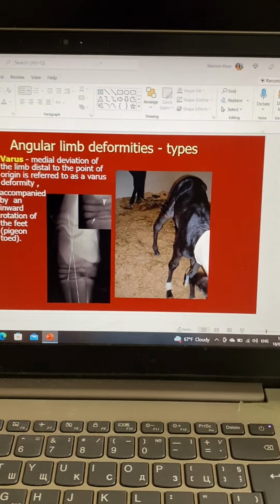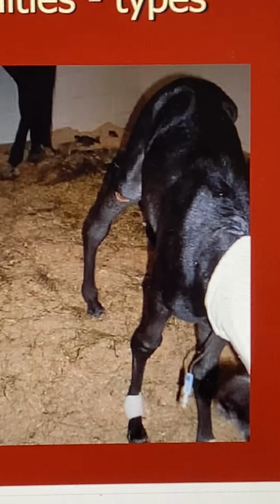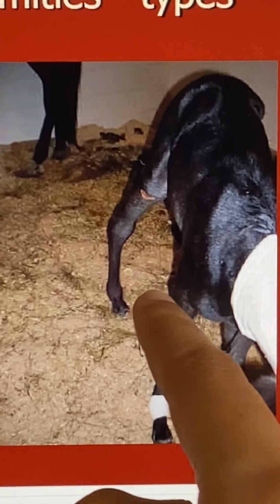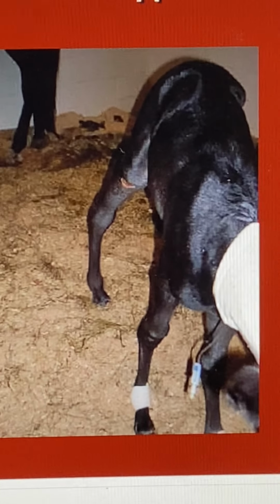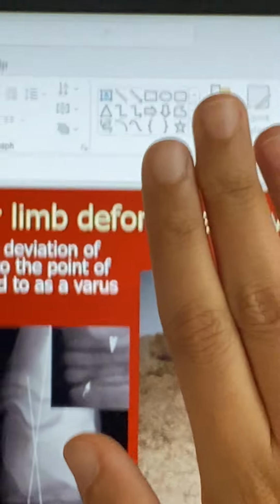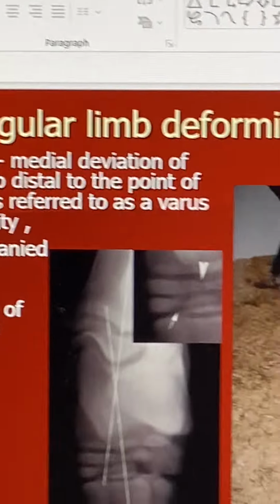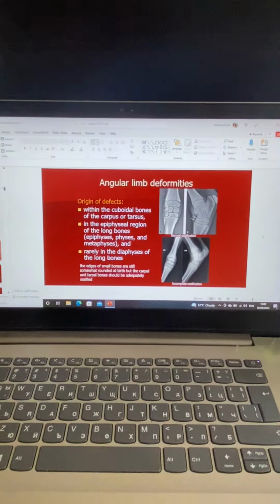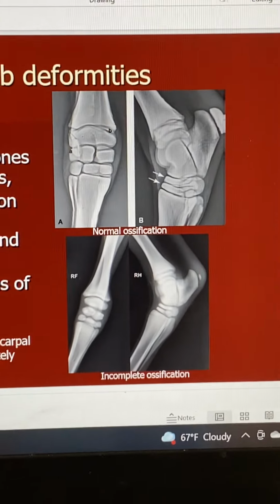Varus, so not valgus, varus. Varus is sort of the opposite. It's a medial deviation of the limb, distal to the point of origin. So this is the point of origin, this is distally, and it's referred to as a varus deformity. What you get is an inward rotation of the feet. We describe this as being pigeon-toed. So this time it's not just your whole limb being turned this way, but also your foot is rotated that way.